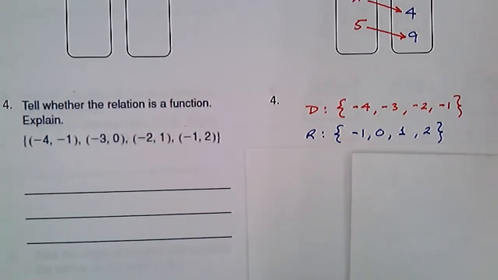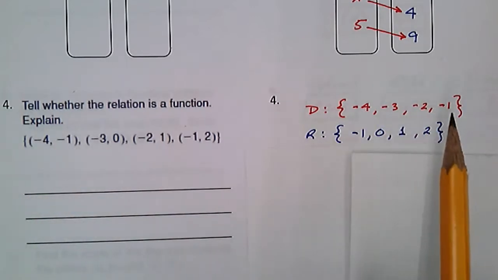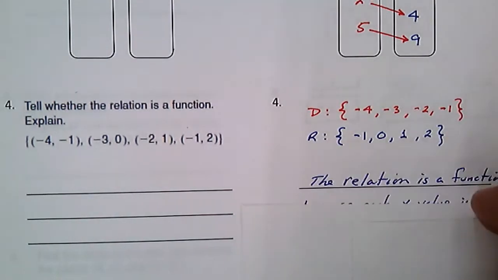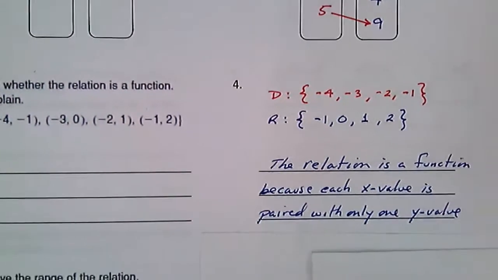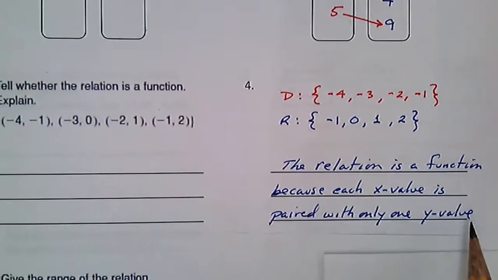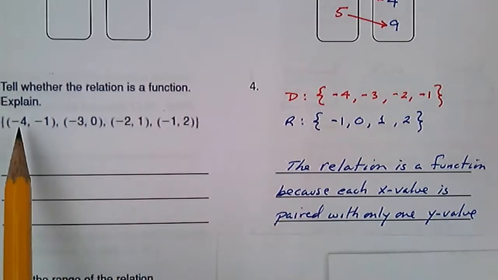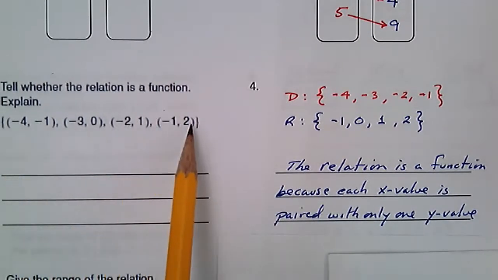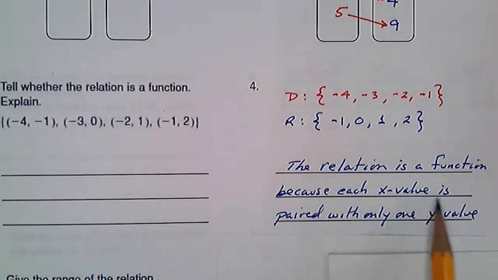So I wrote out the domain: -4, -3, -2, and -1. Then I wrote out my range, and we would say, yes, this is a function. The relation is a function because each X value is paired with only one Y value, right? Each X value, he's only dancing with one person, he's dancing with one, he's dancing with one, and he's dancing with one. So each X value is paired with only one Y value.